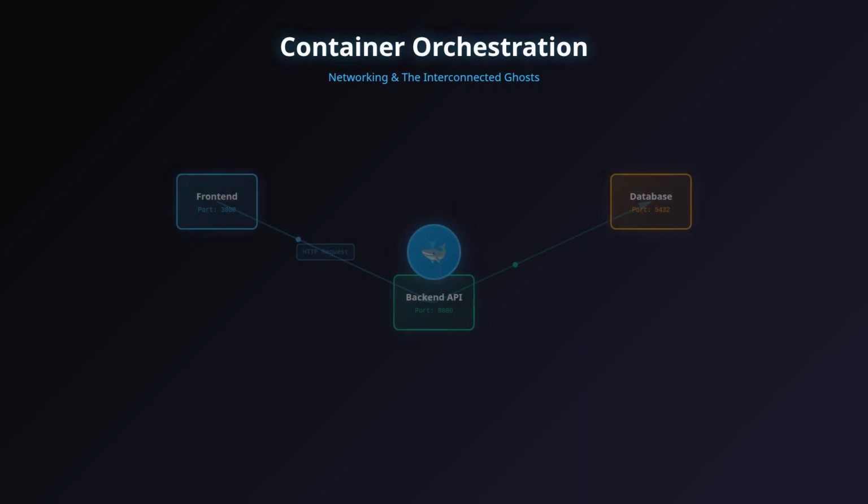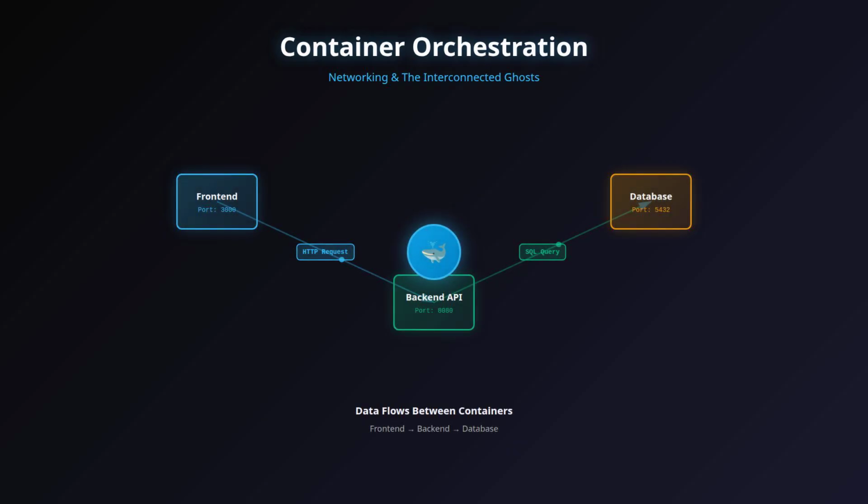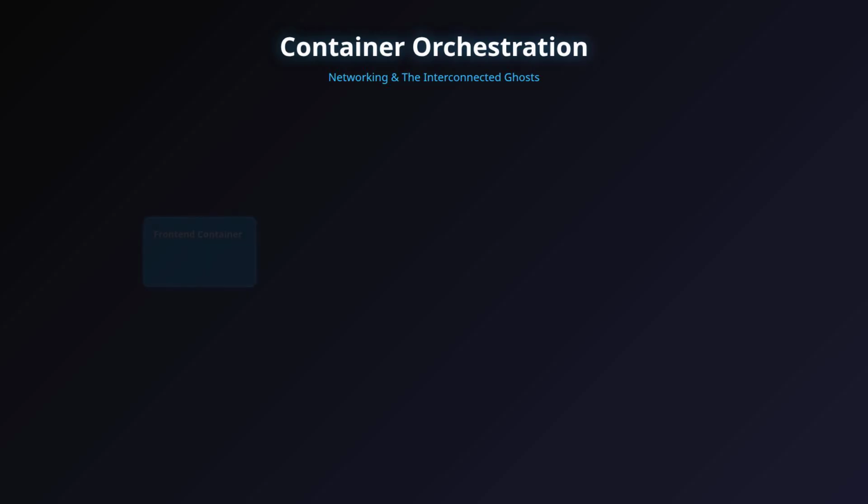But what if you want to access your container from outside? That's where port mapping comes in. Your container might be running on port 3000 internally, but you map it to port 80 on your host machine. Now users can access your application through the host's port 80, which Docker routes to the container's port 3000.